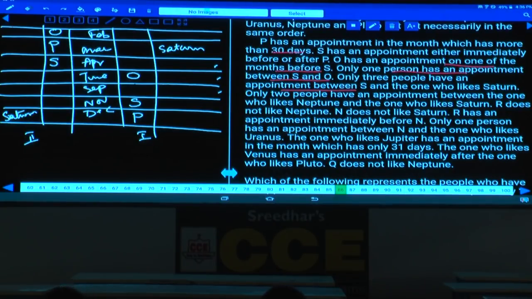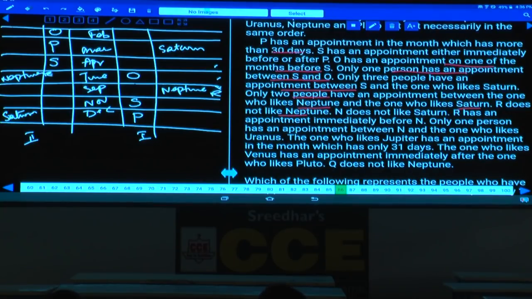And only 2 people have an appointment between the one who likes Neptune and the one who likes Saturn. 2 between Neptune and Saturn, hence this person must be Neptune. R does not like Neptune. As R does not like Neptune, R cannot be here. In this one also, R cannot be at this place.